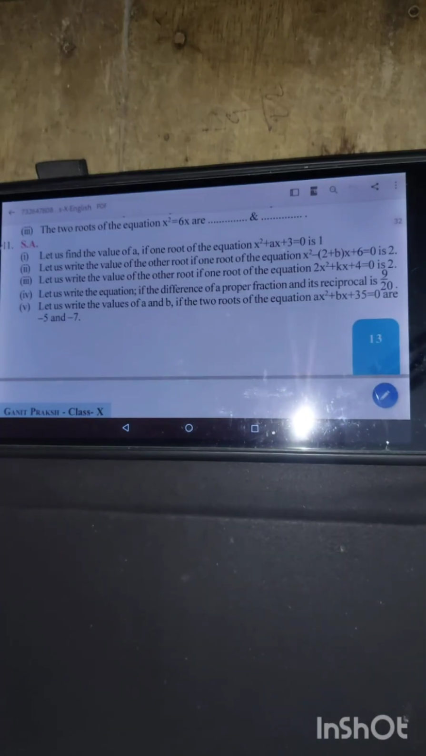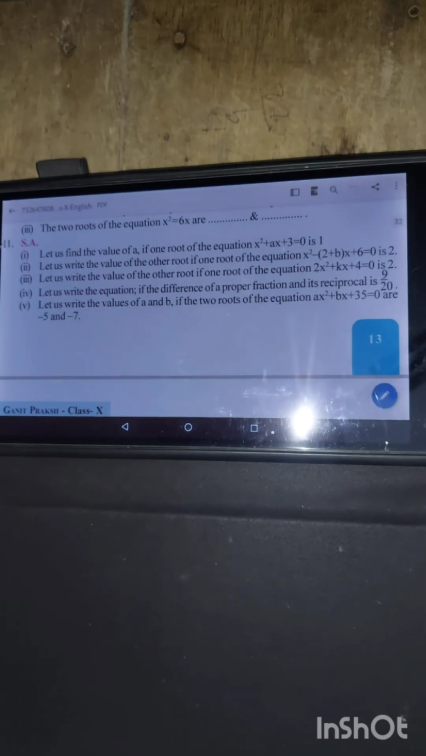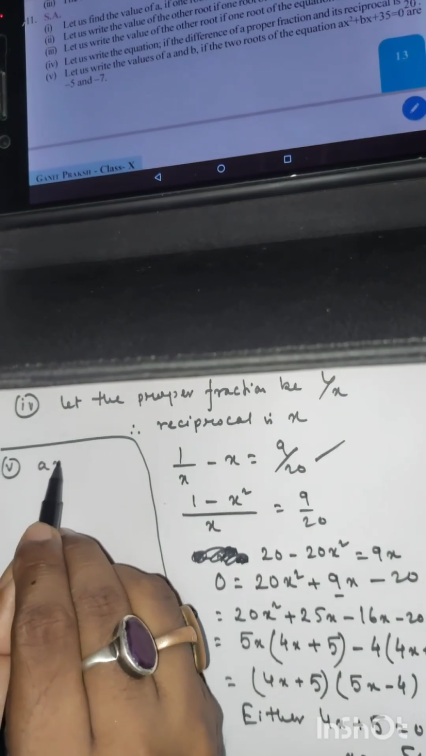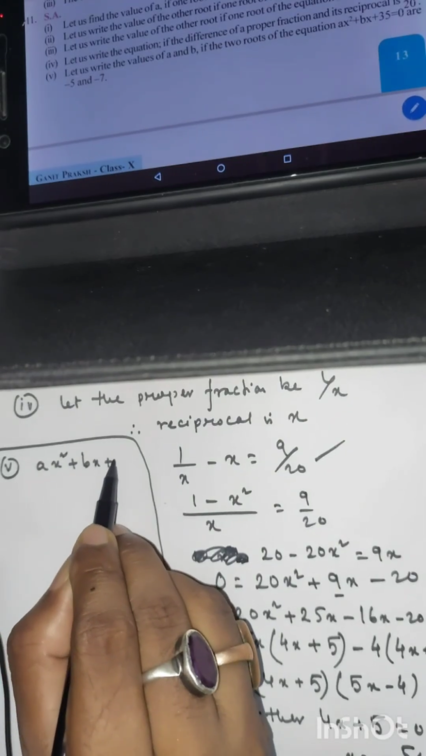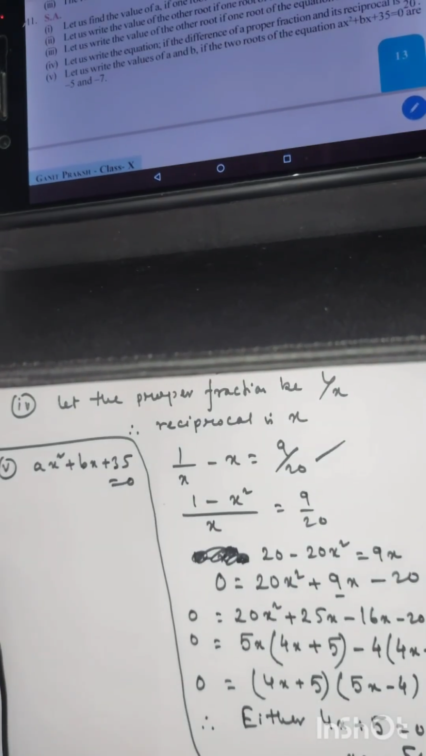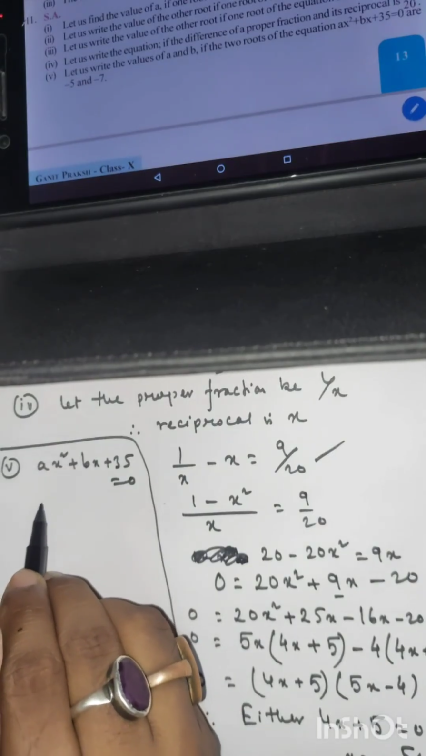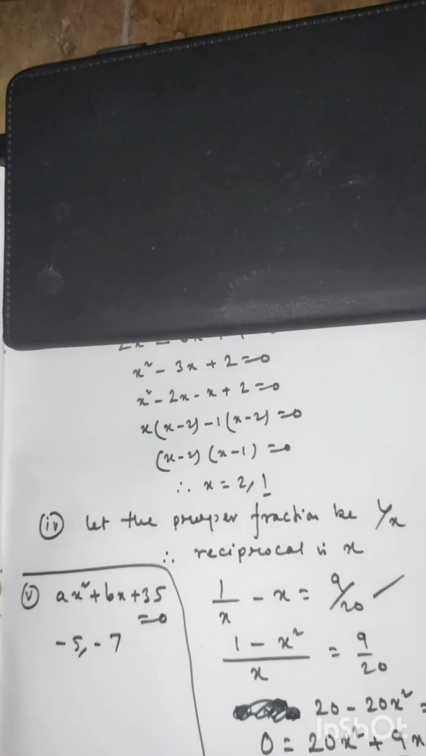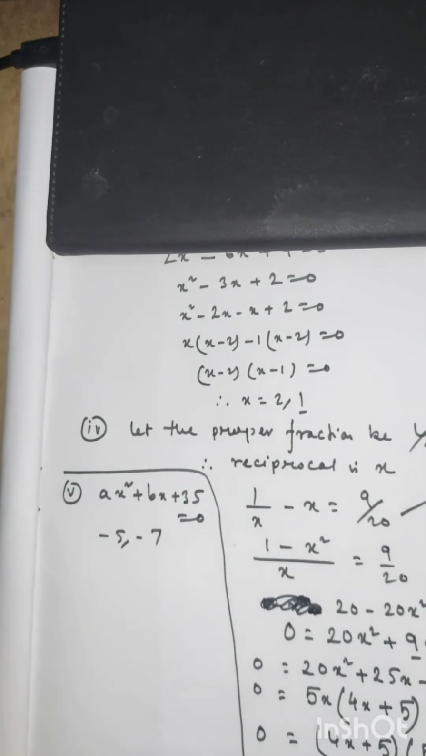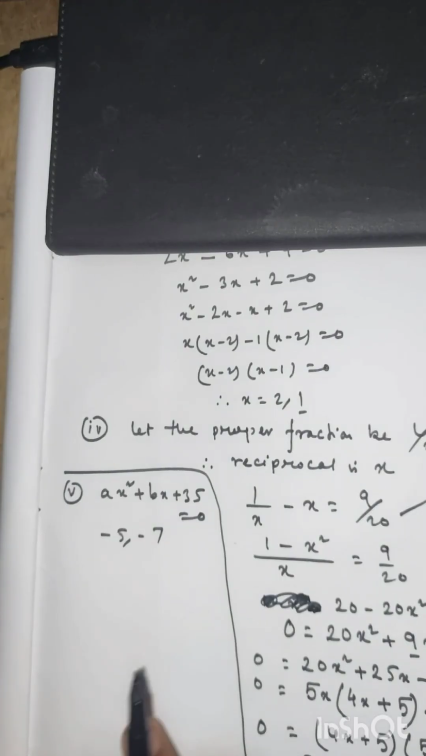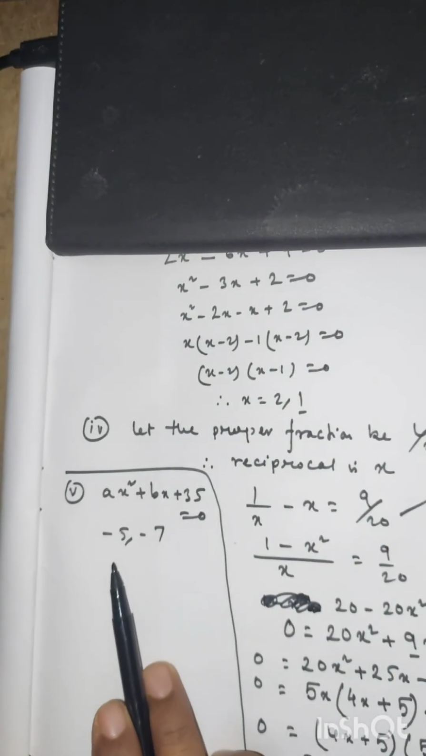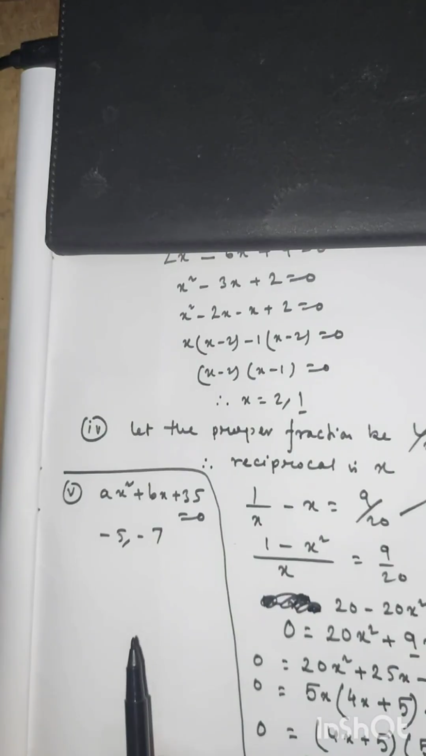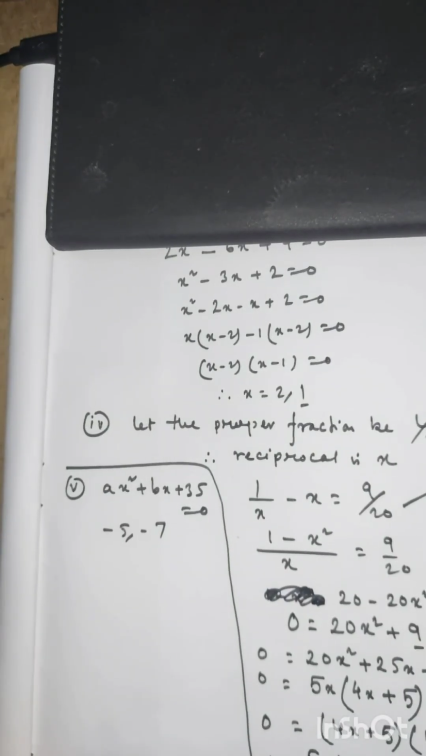Let us write the value of a and b if the two roots of the equation ax square plus bx plus 35 equal to 0 are minus 5 and minus 7. Two roots of this equation are given, which are minus 5 and minus 7. So if we put these values in place of x, that will satisfy the equation.